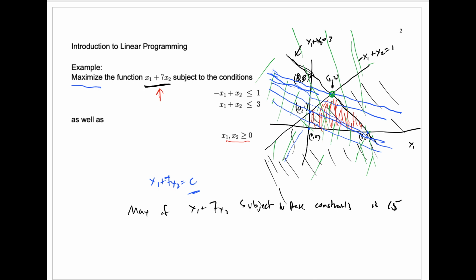Now let's say that the graphical situation was such that you really couldn't draw it nicely. Is it easy to solve the problem anyway? Well, yes, you can just plug in every one of these vertices and check the value of your objective function at each one. At 0, 0, obviously the objective function is 0. At 0, 1, it's 7. At 3, 0, it's 3. And of course at 1, 2, it's 15.